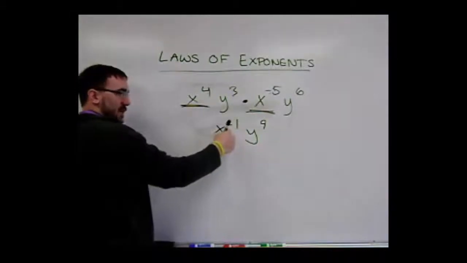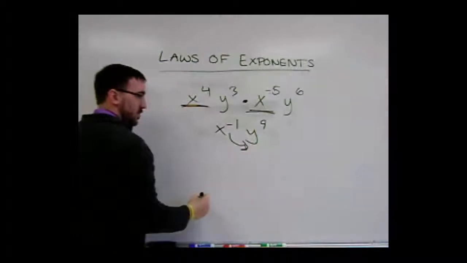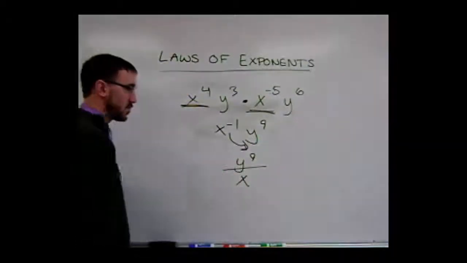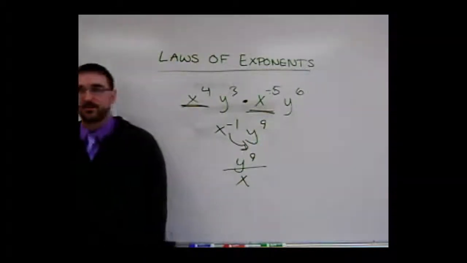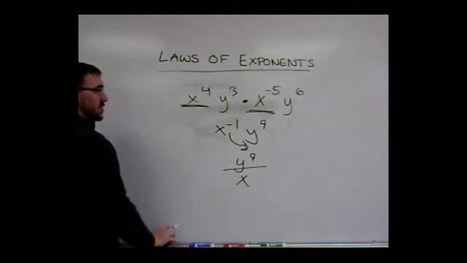Okay, so anytime we have a negative, we have to flip it to the bottom, right? Okay, so I'm going to move this underneath. So I have y to the ninth over x to the positive first, which is just x. Cool? Cool. Review on negative exponents and multiplication.